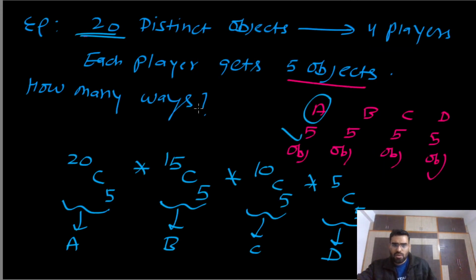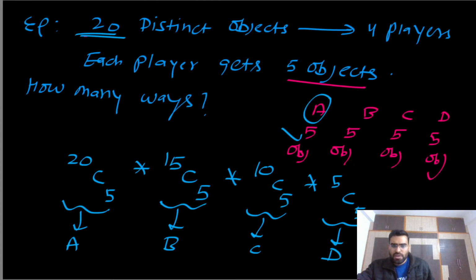This is how you can do it, because you have different people, A, B, C, D. A wants 5 objects, so from 20 we can select 5 and give to A. From the remaining 15 we can select 5 and give to B. From the remaining we can select 5 and give to C, and so on. Is this clear to everyone?